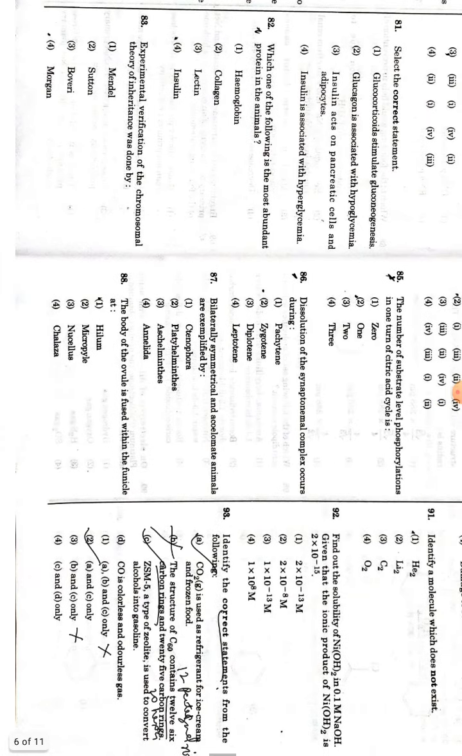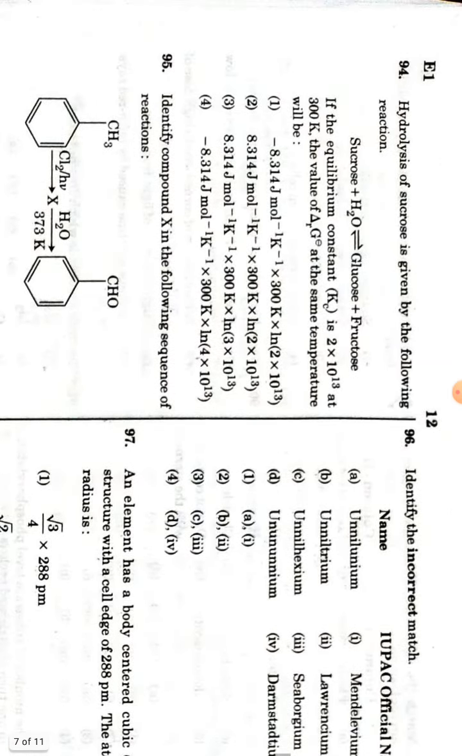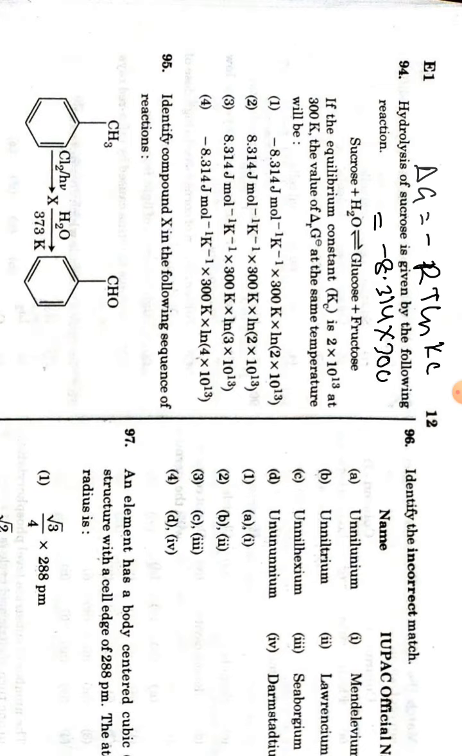Then coming to the 94th question. Hydrolysis of sucrose to glucose. We have an equation delta G is equal to minus RT ln Kc, that is equal to R is 8.314, temperature he has given 300, and ln, what is Kc? Directly, the formula is given, 10 power 30. So minus 8.314 joule Kelvin inverse mole inverse into 300 Kelvin ln 2 into 10 power 13. So the option is the first option.